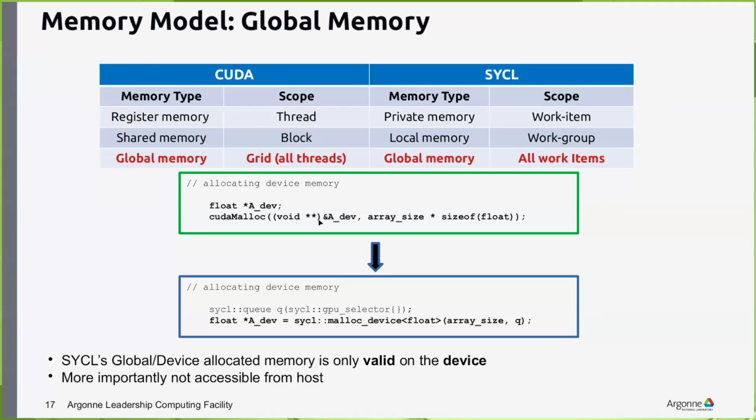As I was saying, the APIs are pretty much the same. You have CUDA malloc targeting the GPUs. Similarly, you have CUDA malloc device. The syntax is very C++ based.